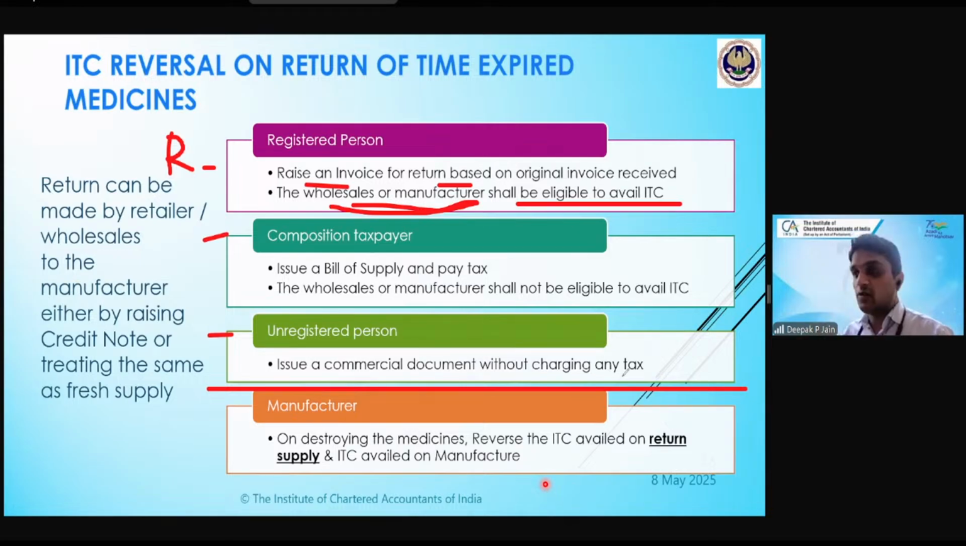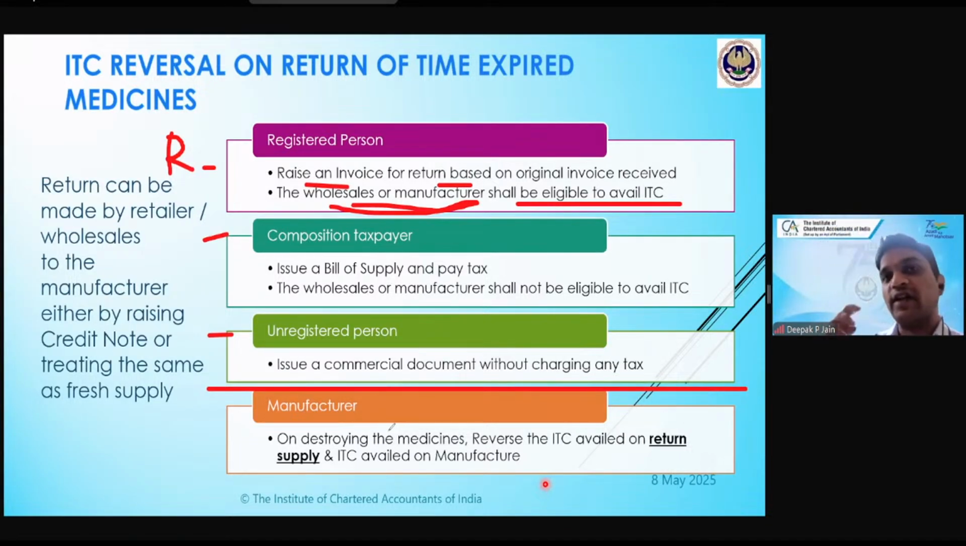So when I sold goods to the unregistered retailer, I charged tax. वो उसका cost हो गया. Now he is not registered. He has given the goods back to me. Various categories of people under retailer. Now the manufacturer will buy it. Will he resell it? जेल में चला जाएगा. Expired goods cannot be sold.